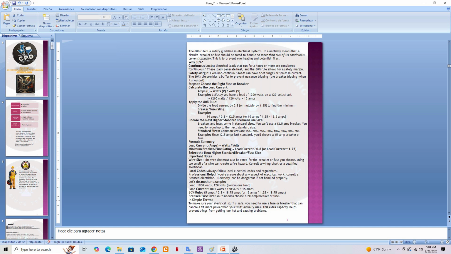In simple terms, to make sure your electrical stuff is safe, you need to use a fuse or breaker that can handle a bit more power than your stuff actually uses. This extra capacity helps prevent things from getting too hot and causing problems.